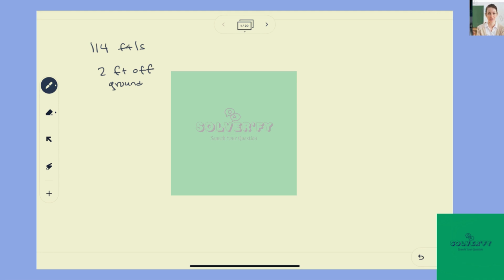Okay, so I've got some information and I've got my position function: negative 16t squared plus 114t, that's my initial velocity, plus 2 feet off the ground where I'm starting from. And I want to know, when will the height be 182 feet? So I'm going to set the equation equal to 182.